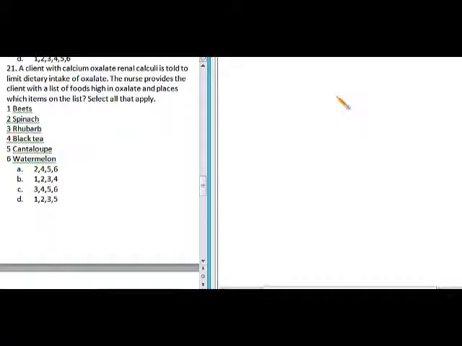Next, number 21. Client with calcium oxalate renal calculi is told to limit dietary intake of oxalate. Nurse provides the client with a list of foods high in oxalate and places which items on the list. Select all that apply. So the patient has a renal stone and the stone is made up of calcium oxalate. Therefore, the patient needs to have food low in oxalate. Therefore, for the patient to be able to avoid this, the patient should identify foods that are high in oxalate so that she can remove them from her diet.